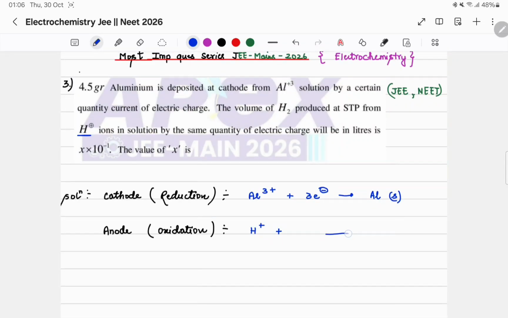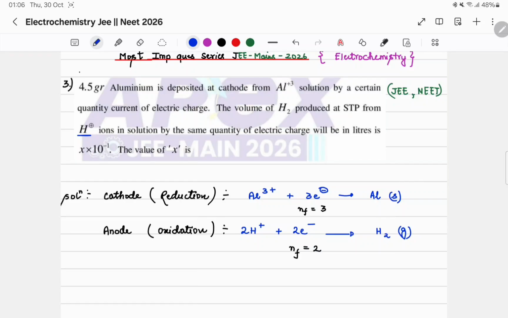H+ will gain some electrons, we don't know how many yet, to get which gas? Hydrogen gas. So this hydrogen gas is coming at the anode. Now how many electrons will it gain? See, this side 2 hydrogen, this side 1, so I'll be writing 2, and to balance it I need to write 2 electrons. So that is the reaction I have written. Now for this n factor, how much did I get? 3. And for the other n factor, how much did I get? 2.